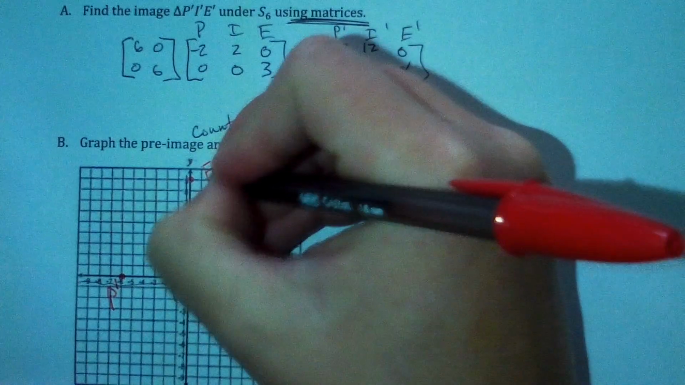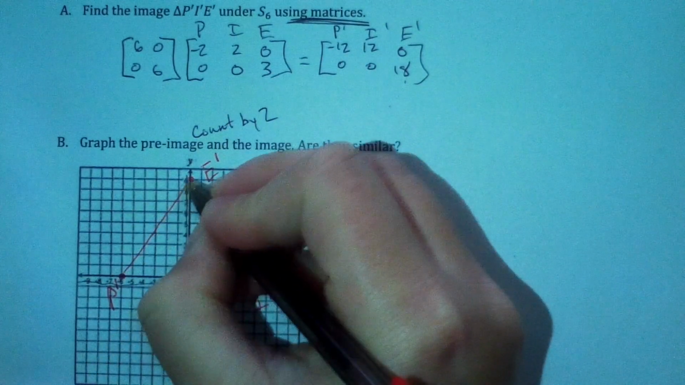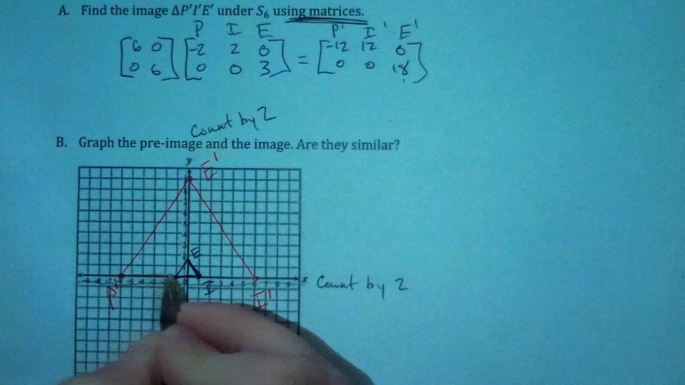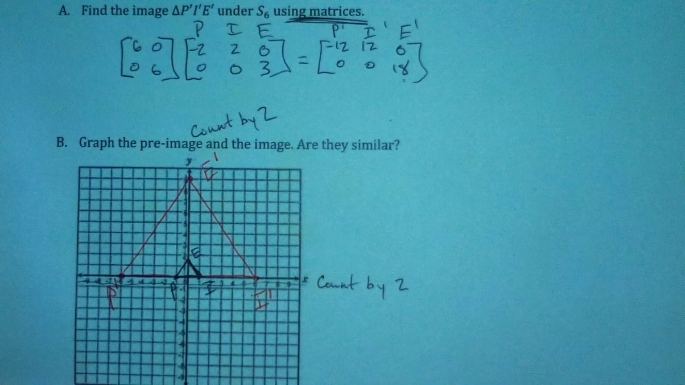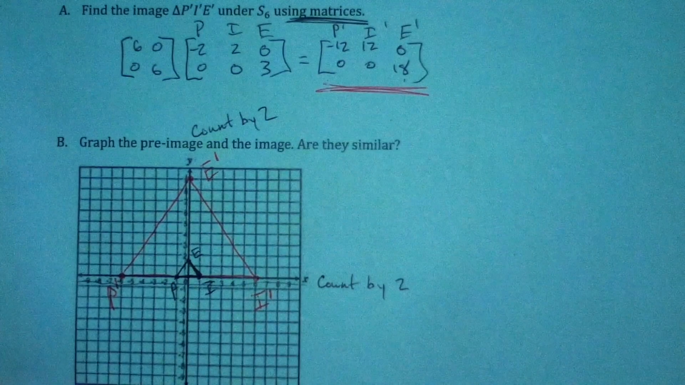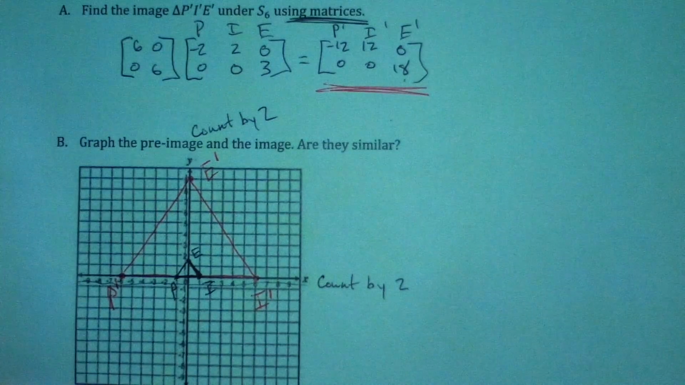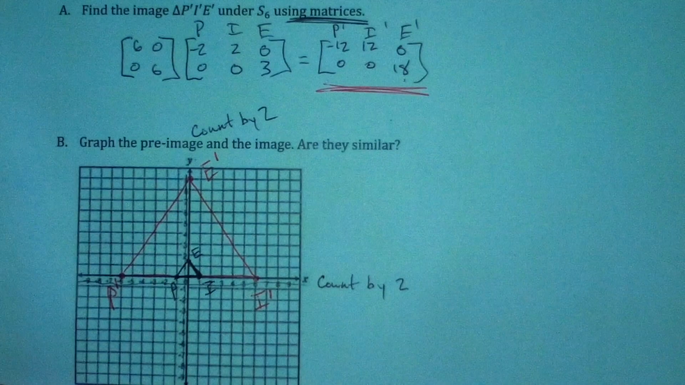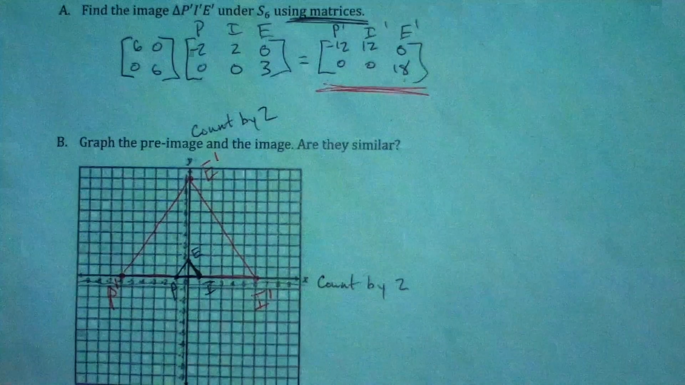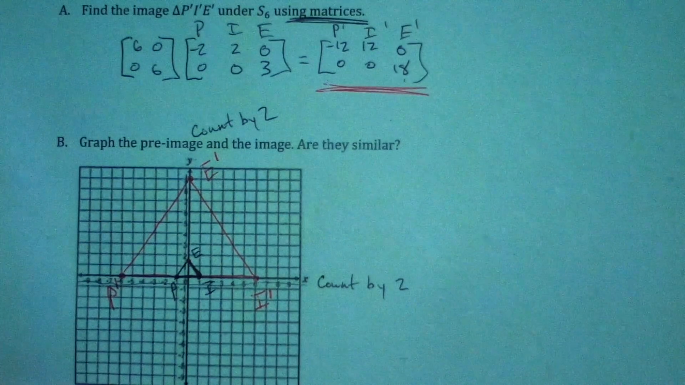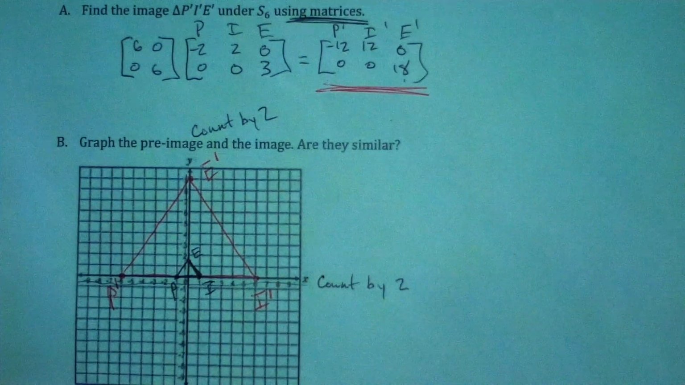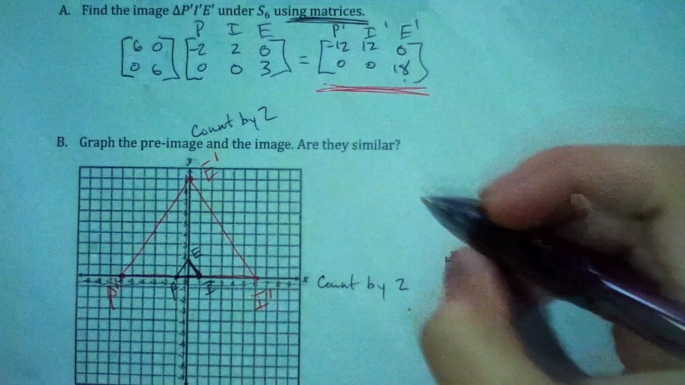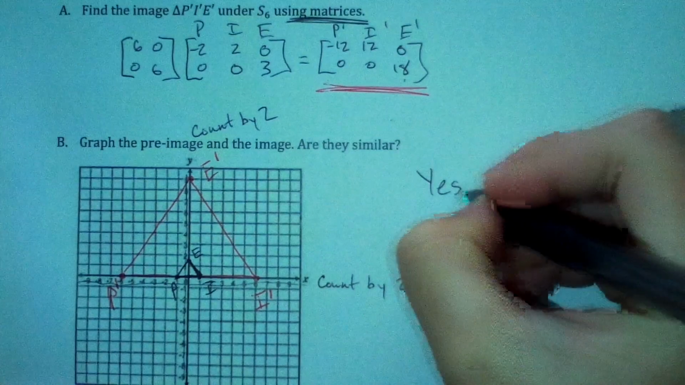Alright, ready for the next one? Okay, so the next one here, we actually have to use our ordered pairs from that first one. Just going to write them down here. P was -2, 0, I 2, 0, E 0, 3, and then our prime ones were -12, 0, 12, 0, and 0, 18.